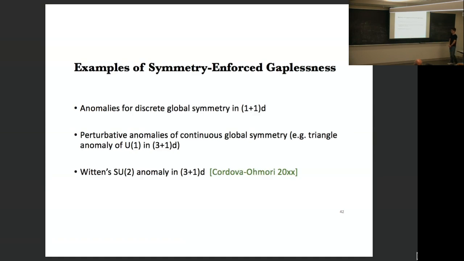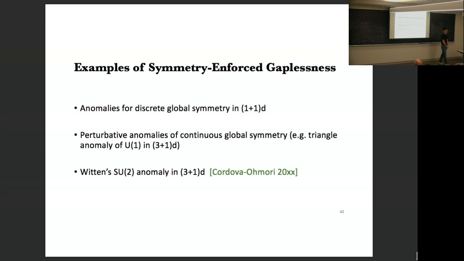So what are the examples? The one example, as we were just saying, is that for any discrete global symmetry in 1+1D, the anomaly cannot be matched by a 2D TQFT with a unique global operator. Another example would be perturbative anomalies of continuous global symmetry.